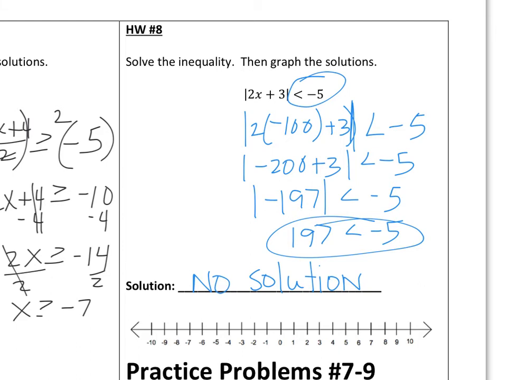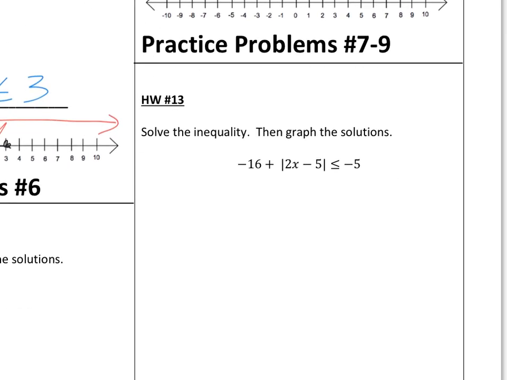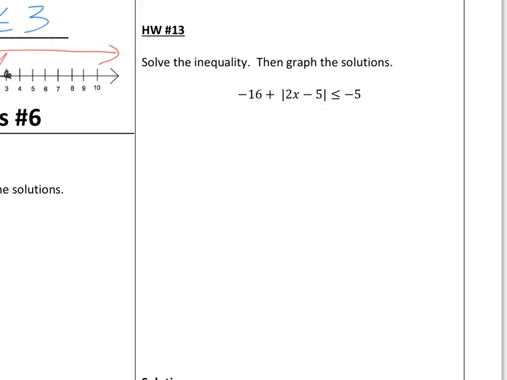So when you graph this one, you actually won't have anything on the graph, because remember, our graphs should reflect what our solutions are. In our solution, there aren't any solutions. So therefore, we won't do anything to the graph. Now let's take a look at homework number 13.